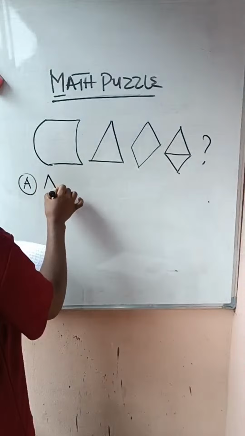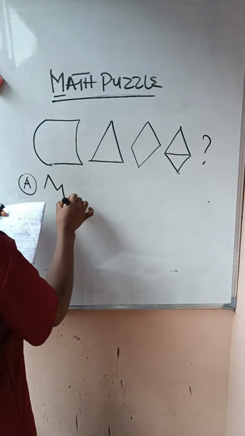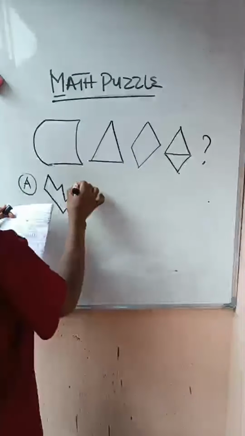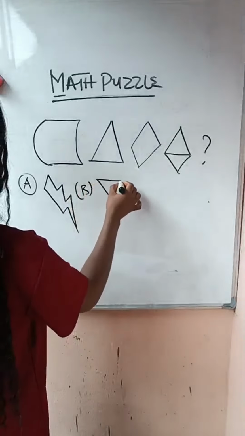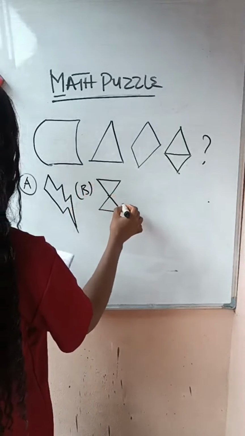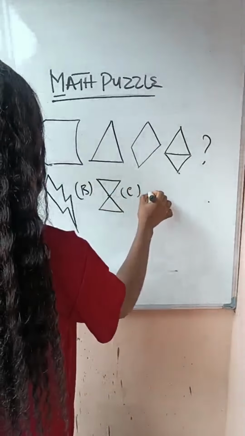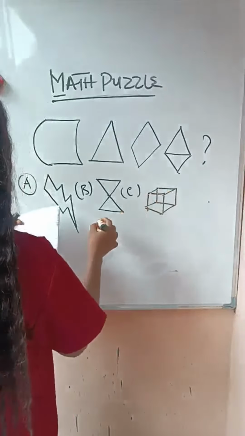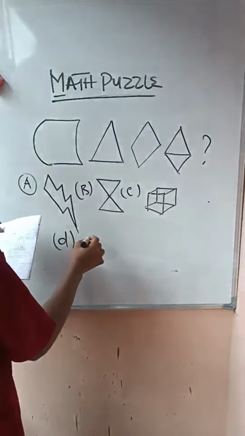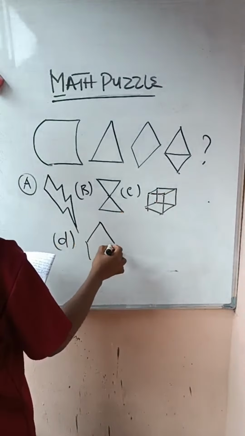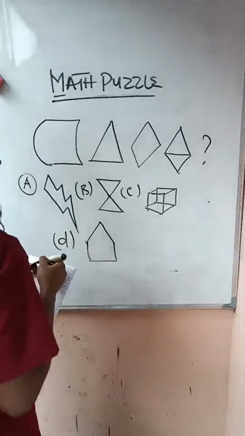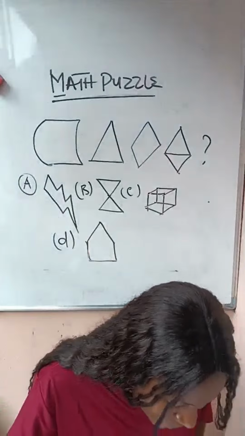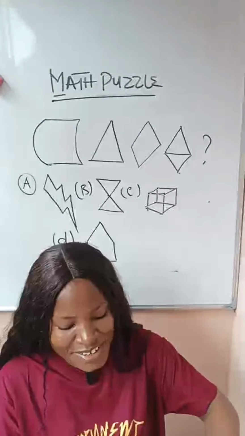These are the options. Option A, we have this. We have this. C, we have a cube, a cuboid. And D, we have this. So what should be the next one?